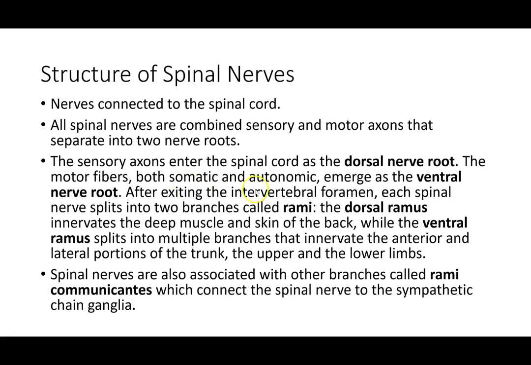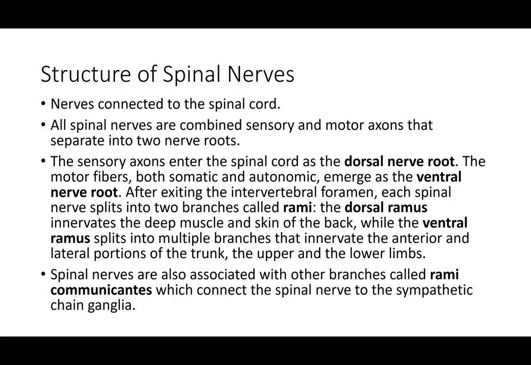So after the nerve roots and the spinal nerve exits that intervertebral foramen in between the different vertebrae, we will split the spinal nerves into two branches called rami. So we have the dorsal ramus and ventral ramus. These were covered in lab recently as well. The dorsal ramus is going to go towards the posterior side of the body and give us sensation on deeper muscles and then the skin of the back. And then the ventral ramus are going to split into multiple branches going to basically the entire rest of the body, so the anterior and lateral portions of the trunk as well as arms and legs.